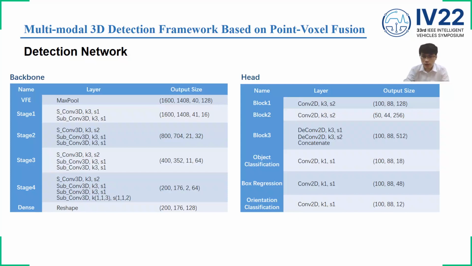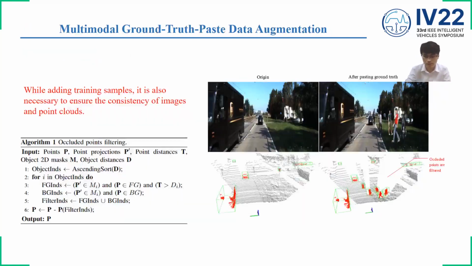After obtaining the fused features, we use max pooling to aggregate the features within each bird's eye view voxel, and then use the second network for 3D object detection. That is to say, we first obtain the feature map on the bird's eye view and then perform the task of object classification, box regression, and direction classification so as to achieve 3D object detection.